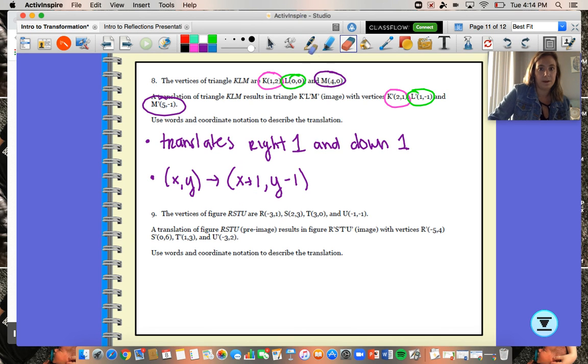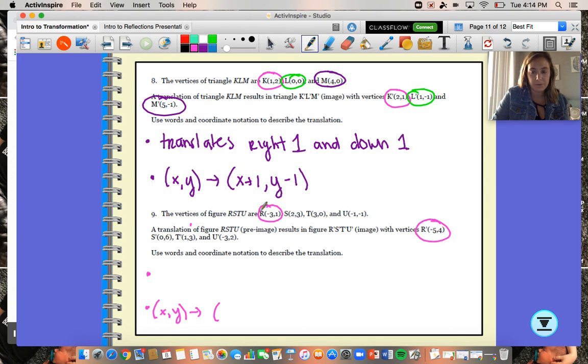Okay, this final one. This is it. The vertices of this quadrilateral RSTU are the translation. After the translation is performed, you get these. Use words and coordinate notation. So again, for coordinate notation, I'm going to start with that X, Y becomes. So let's look at R. R to R prime. How do you go from -3 to -5? Think about a number line.